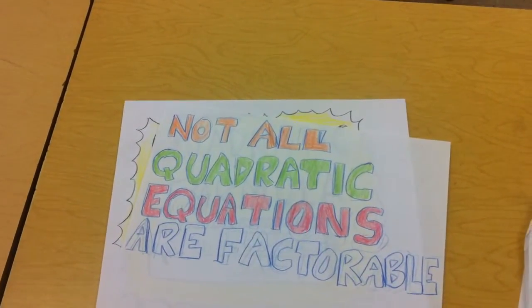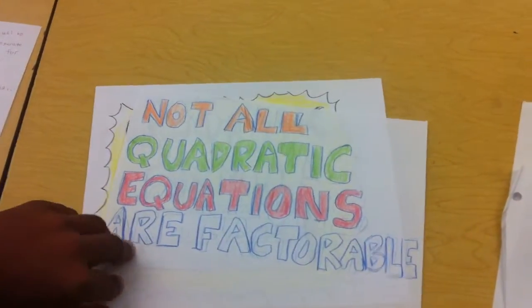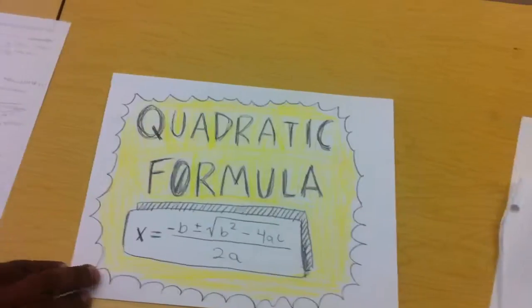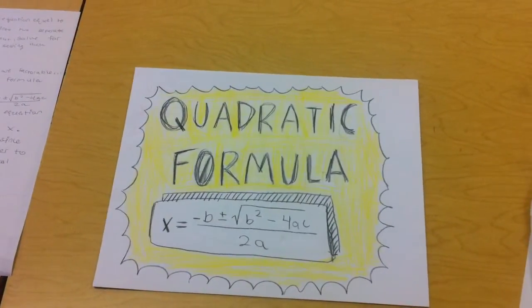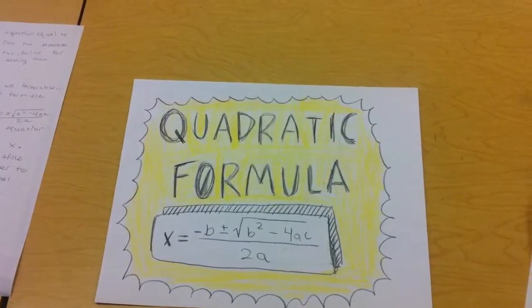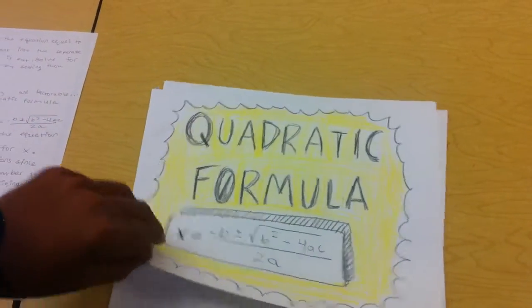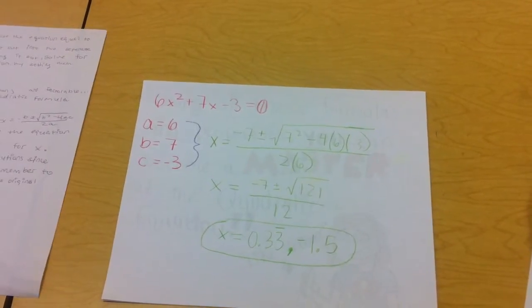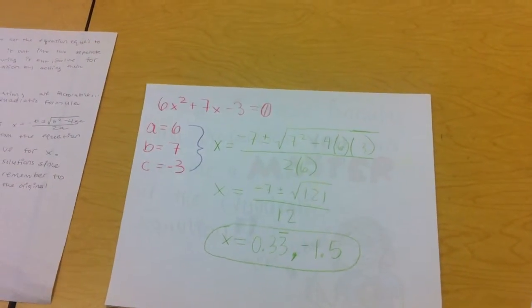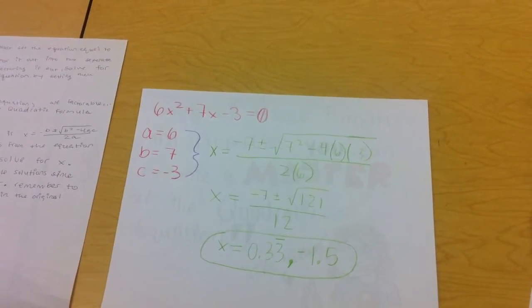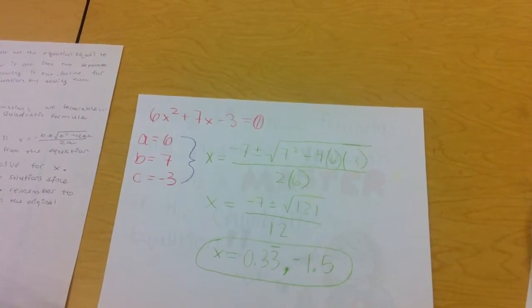So not all quadratic equations are factorable, so this is where the quadratic formula comes into play. The quadratic formula is x equals negative b plus or minus the square root of b squared minus 4ac, over 2a. You must enter the coefficients from the equation into the formula and solve for x. You'll have two possible solutions since there's a plus and minus. Remember to check the solutions in the original equation to see if they work.